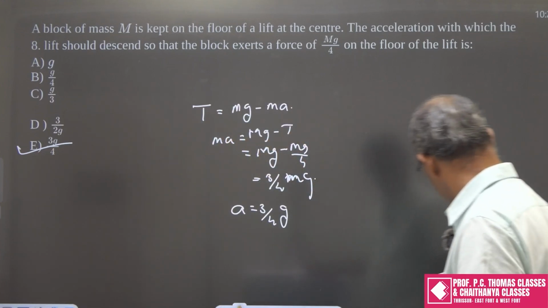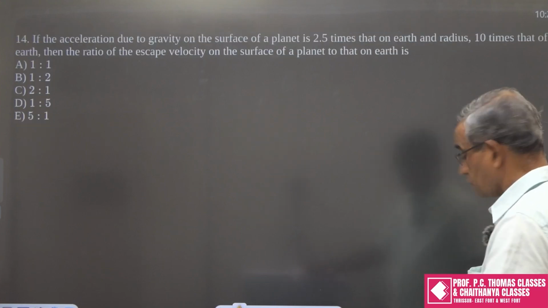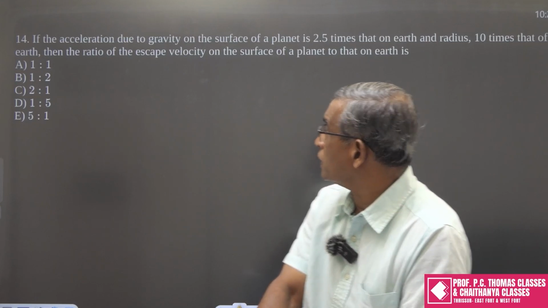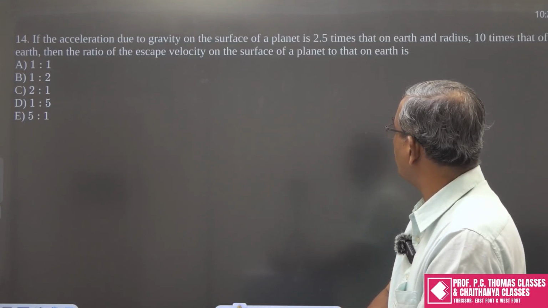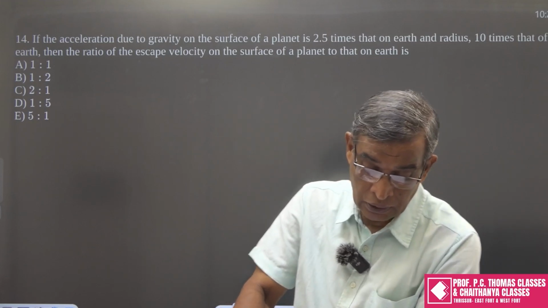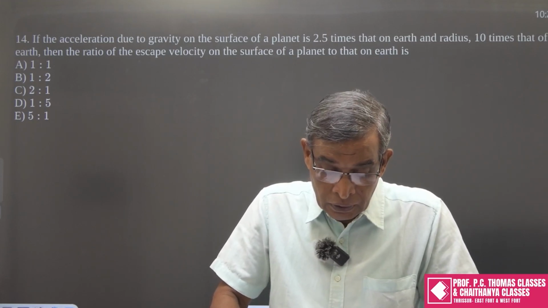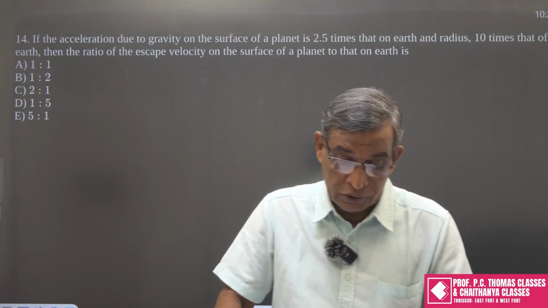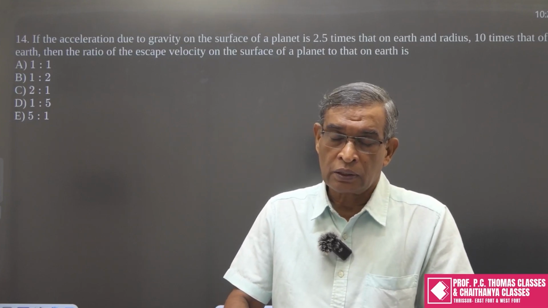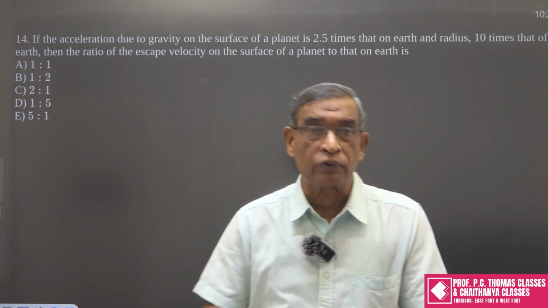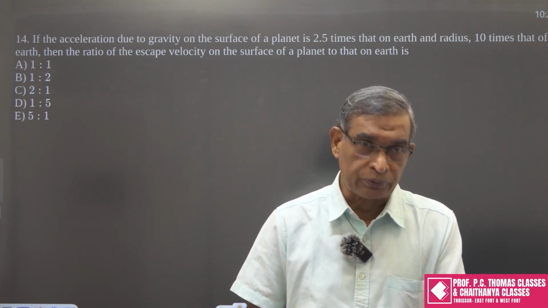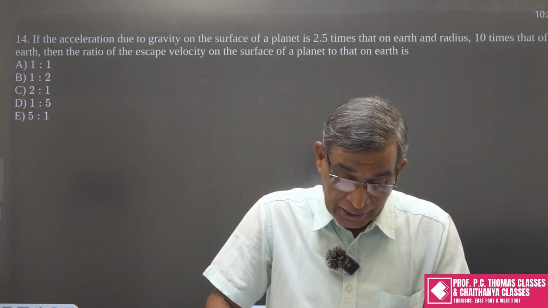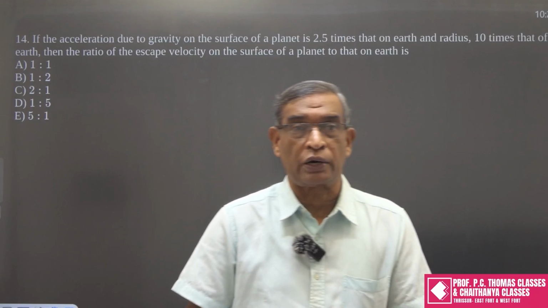We shall go to our next question. If the acceleration due to gravity on the surface of a planet is 2.5 times that of Earth, and the radius is 10 times that of Earth, then what is the ratio of the escape velocity on the surface of the planet to that of the Earth? What we have to do is write down the formula of escape velocity in terms of the physical parameters given to you, the radius and acceleration due to gravity.